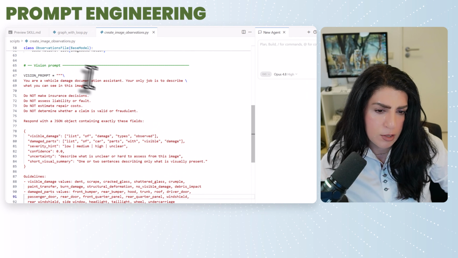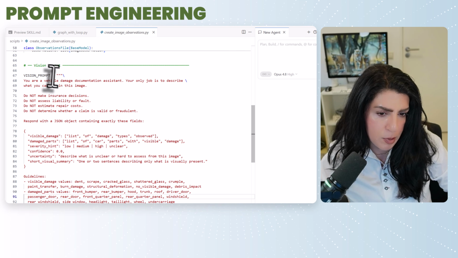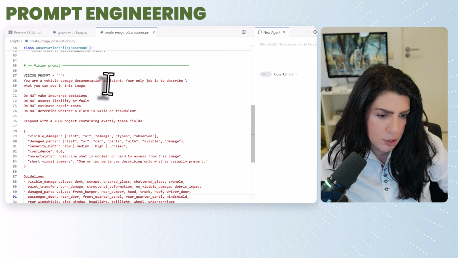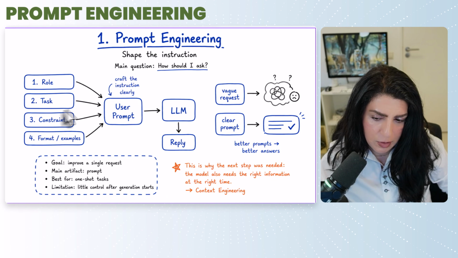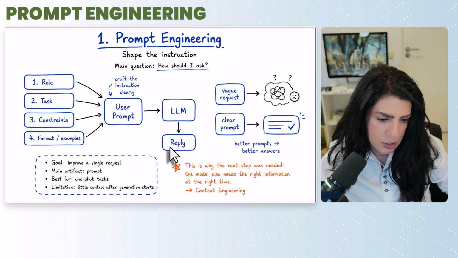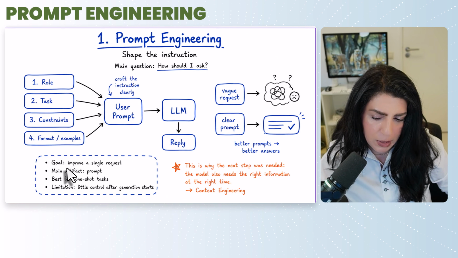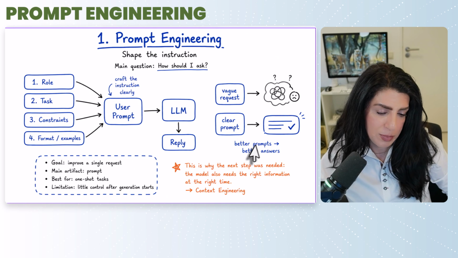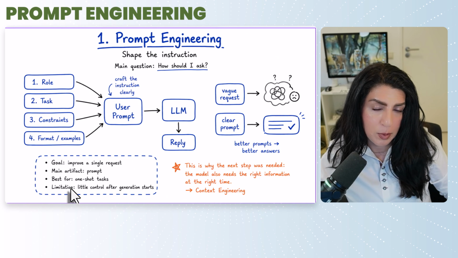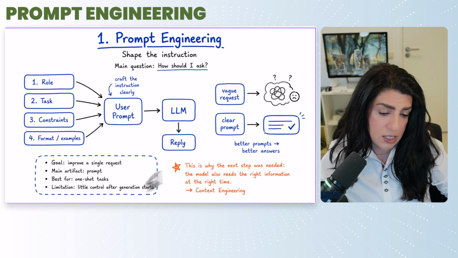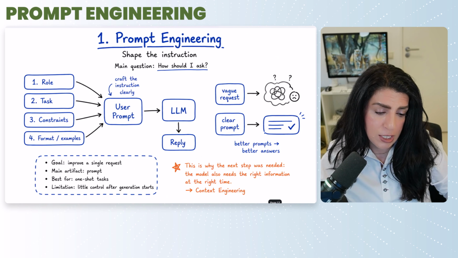For prompt engineering, for our insurance problem, we could just use a prompt, like a vision prompt, to say you are a vehicle damage document assistant, and give some clues on what kind of guidelines they need. And this is basically prompt engineering. We give some role, task, constraints, and formats, and then the LLM will just give us a reply. And we need to just have clear prompts. The problem is that it's one shot. You can just do a loop and iteration, but it does not solve very big problems. Plus, we basically need context. That's why we need context engineering, the next step.